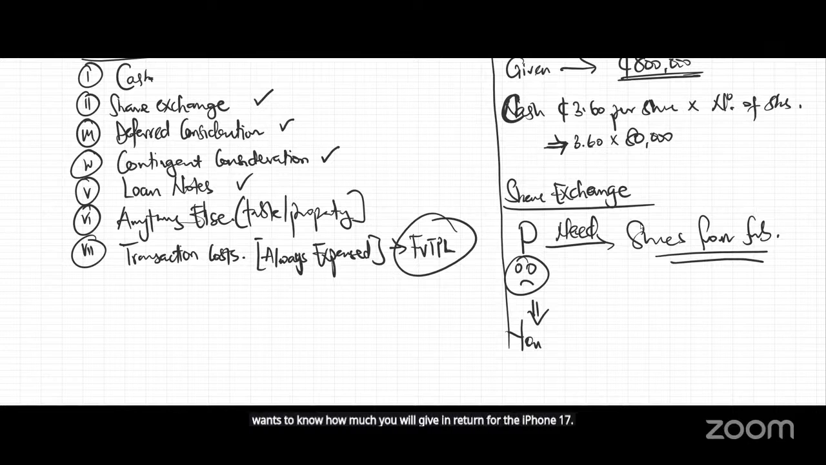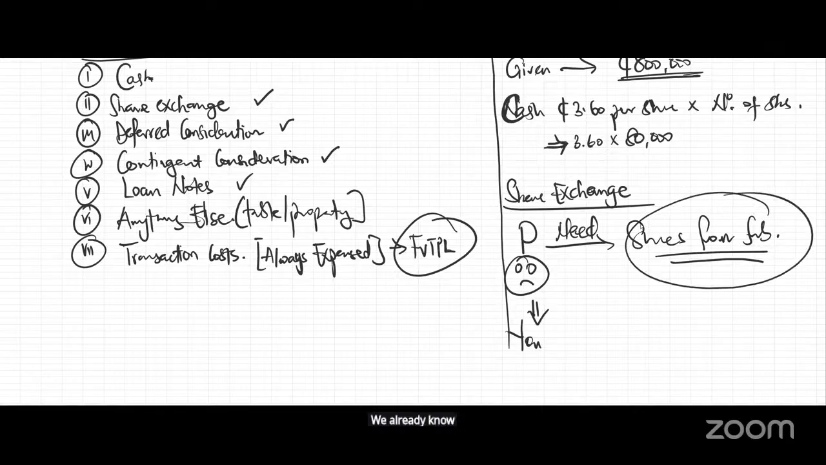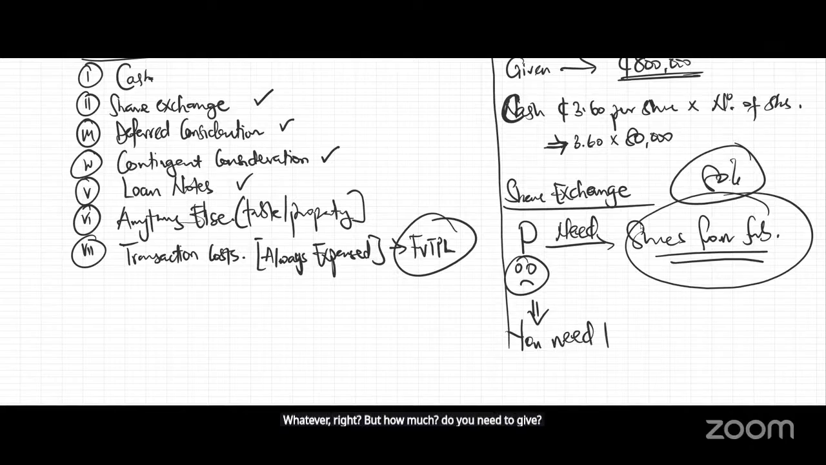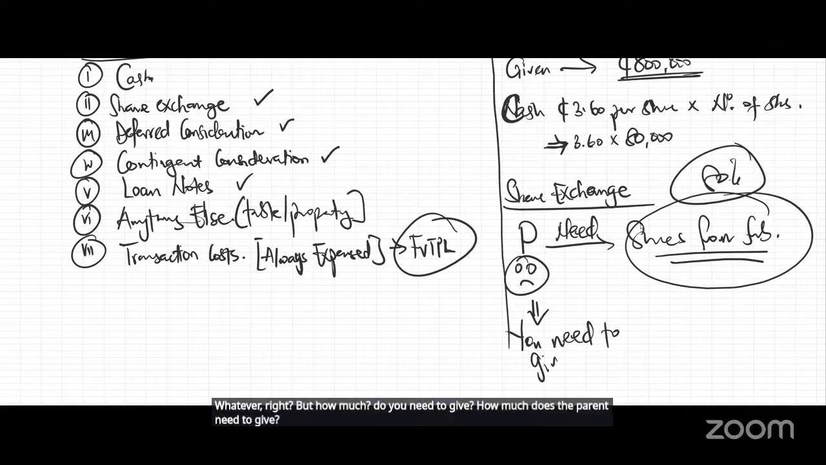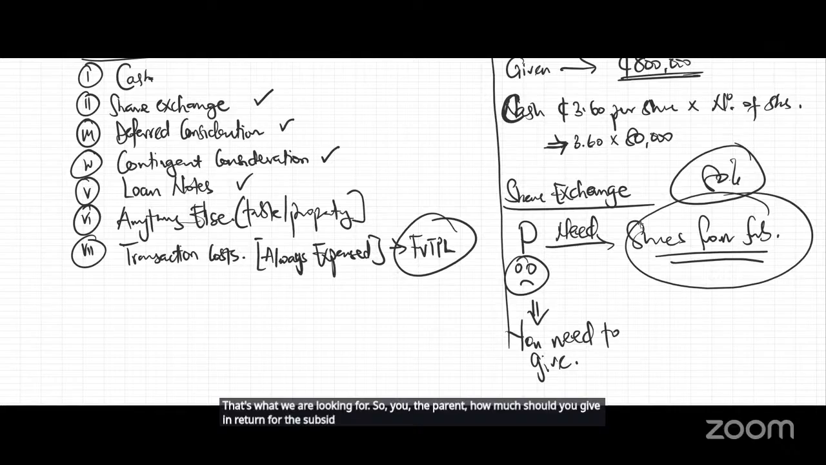People confuse share exchange, thinking, oh, people say it's swapping. Yes, it's swapping, but we already know how many shares he acquired, 80% of whatever, right? But how much do you need to give? How much does the parent need to give? That's what we are looking for. So you, the parent, how much should you give in return for the subsidiary share? How many shares should you give?